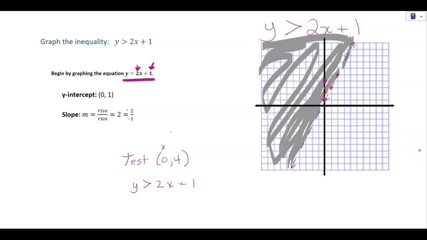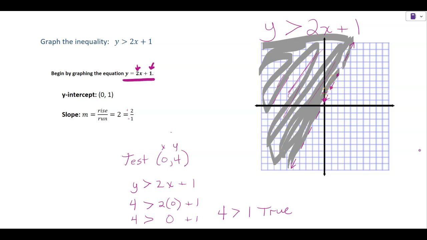We're going to plug in x and y. So we'll have 4 greater than 2 times 0 plus 1. That's 4 greater than 0 plus 1, and 4 is greater than 1. So true. So the points that are above this dotted line, where I shaded in gray here, that is truly my solution region.